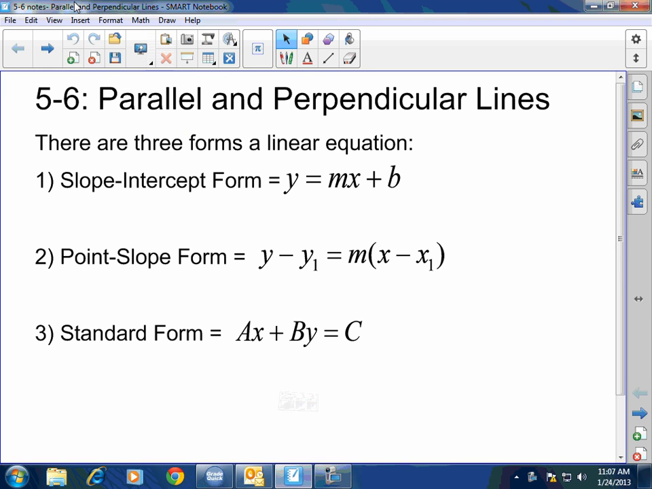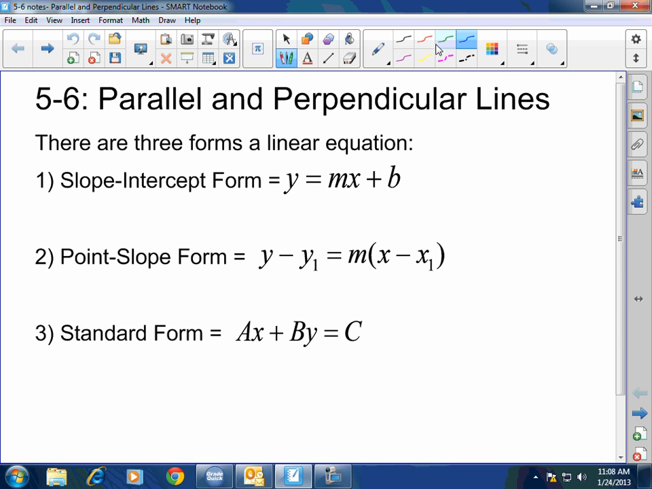Alrighty. Hello, guys. Today we're going to talk about parallel and perpendicular lines. And this is where all of our skills come together. And we must use them to write parallel and perpendicular lines.